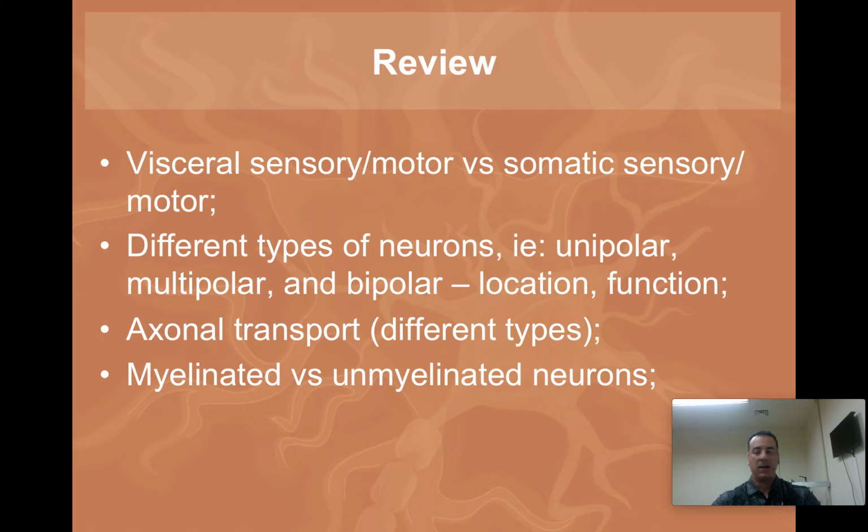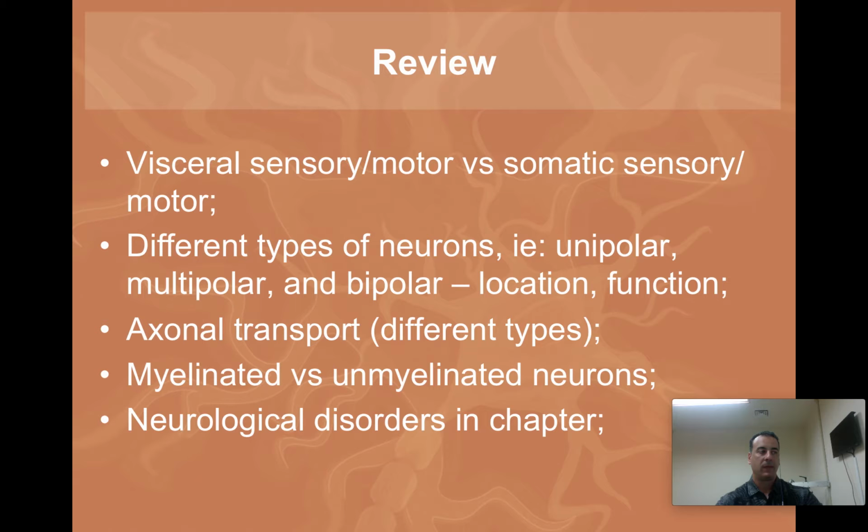Myelinated versus unmyelinated. Make sure you are familiar with those. Again, speed, where they're located. That's basically myelinated versus unmyelinated. Neurological disorders in the chapter. MS is in there. I think Alzheimer's is in there.